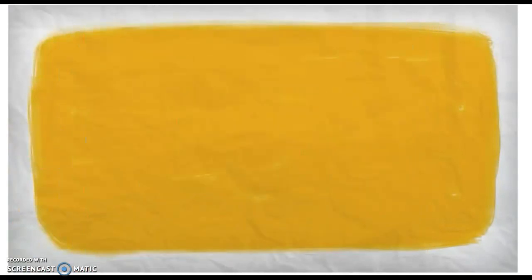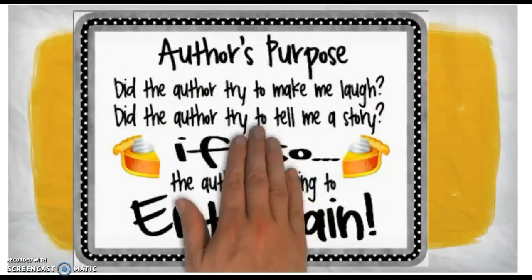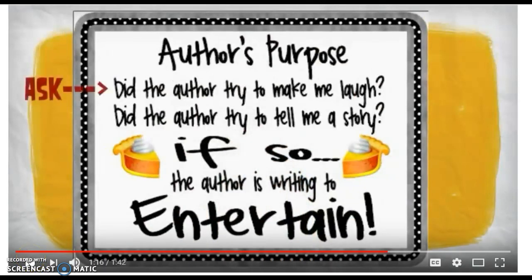And lastly, the E stands for entertain. Entertain means the author wrote a story just for our enjoyment. Maybe to make us laugh, or just giving us a story we can enjoy. So after reading a story or a text, ask yourself, did the author try to make me laugh? Was the author just telling a story?